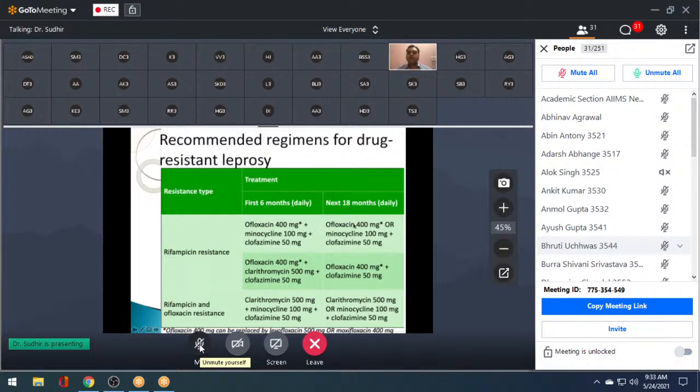And here in the maintenance phase, you have to give ofloxacin or minocycline, means 1 second-line drug plus clofazimine. So initially 2 second-line drugs plus clofazimine, then 1 second-line drug plus clofazimine is to be given. If there is rifampicin and ofloxacin resistance, then you can switch over to clarithromycin plus minocycline plus clofazimine, and then clarithromycin or minocycline plus clofazimine. Sometimes you can replace ofloxacin with levofloxacin or moxifloxacin also.